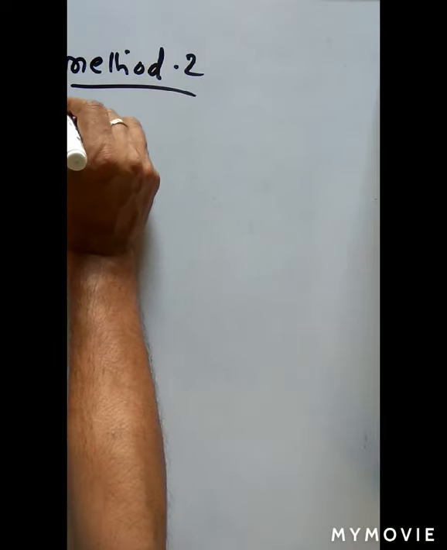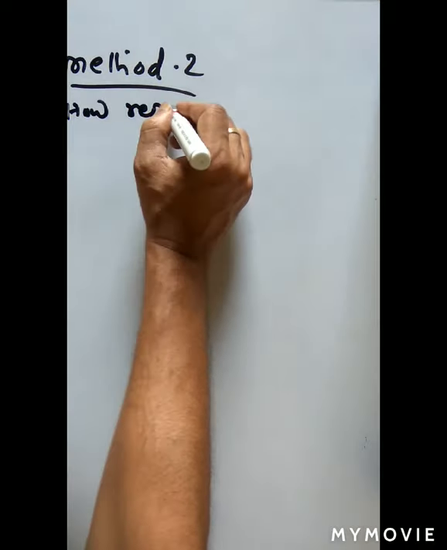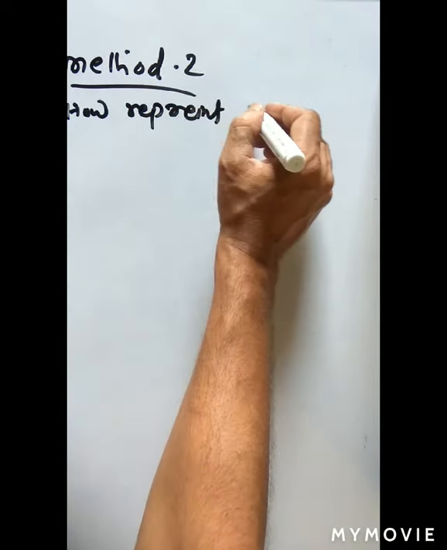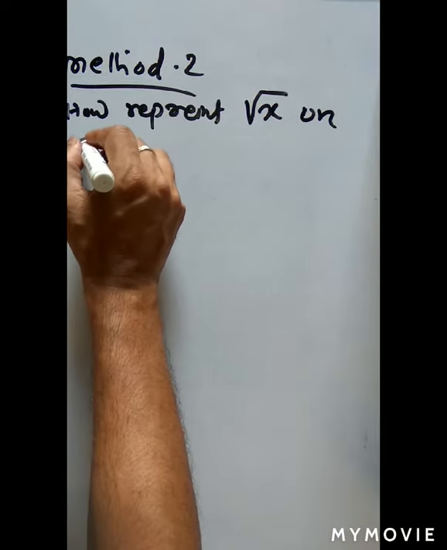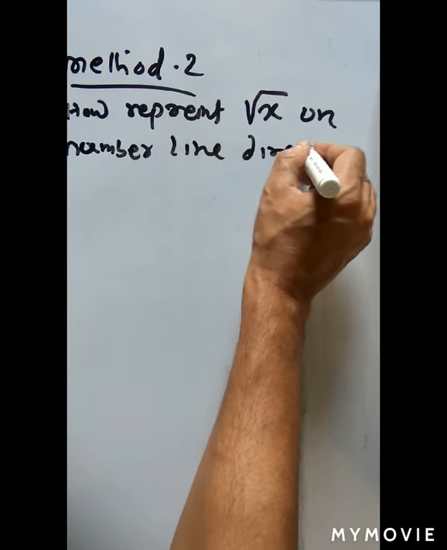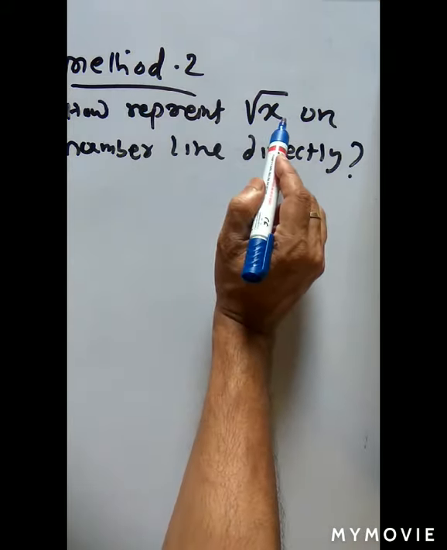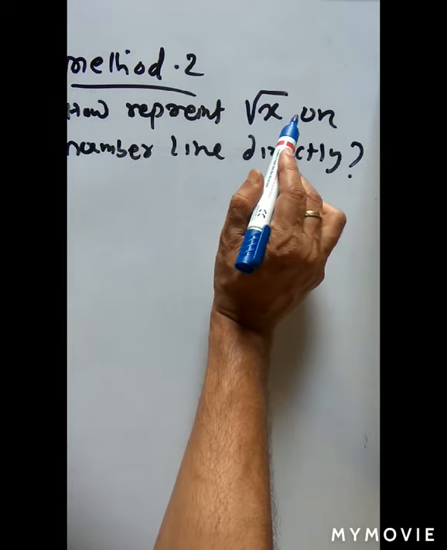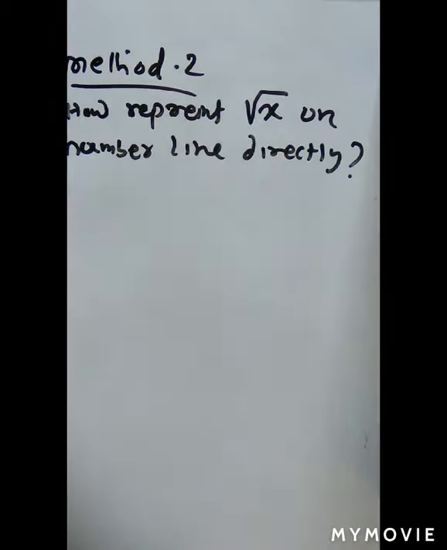How do you represent the square root of x on the number line directly? So this is a very easy method. What will you do? Suppose you want to find root 7. That means x is equal to 7. So in general, I am finding how to represent root x on the number line.